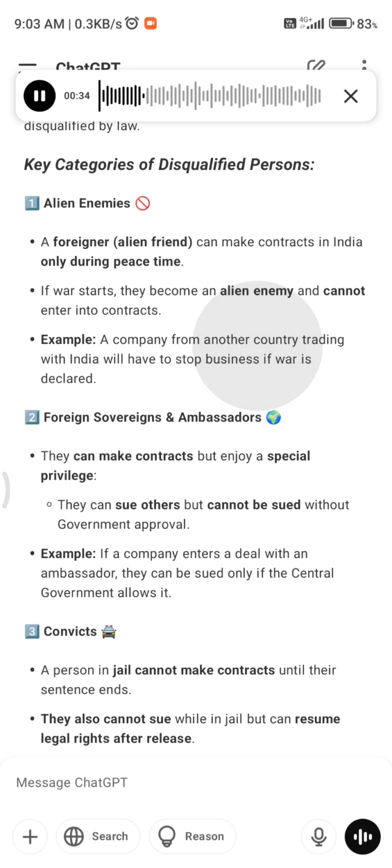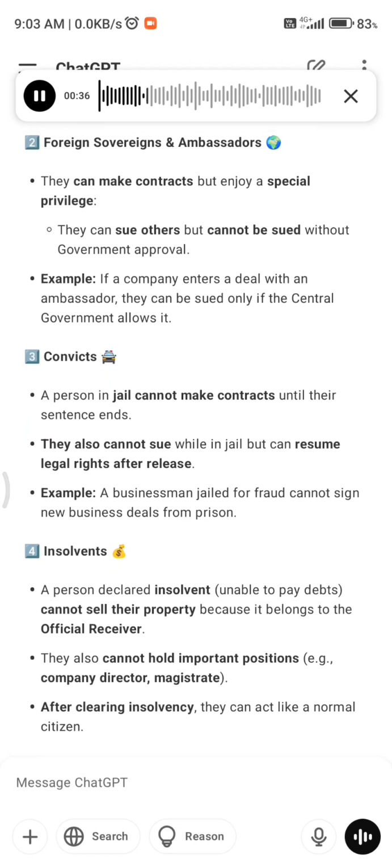2. Foreign sovereigns and ambassadors. They can make contracts, but enjoy a special privilege. They can sue others, but cannot be sued without government approval. Example.